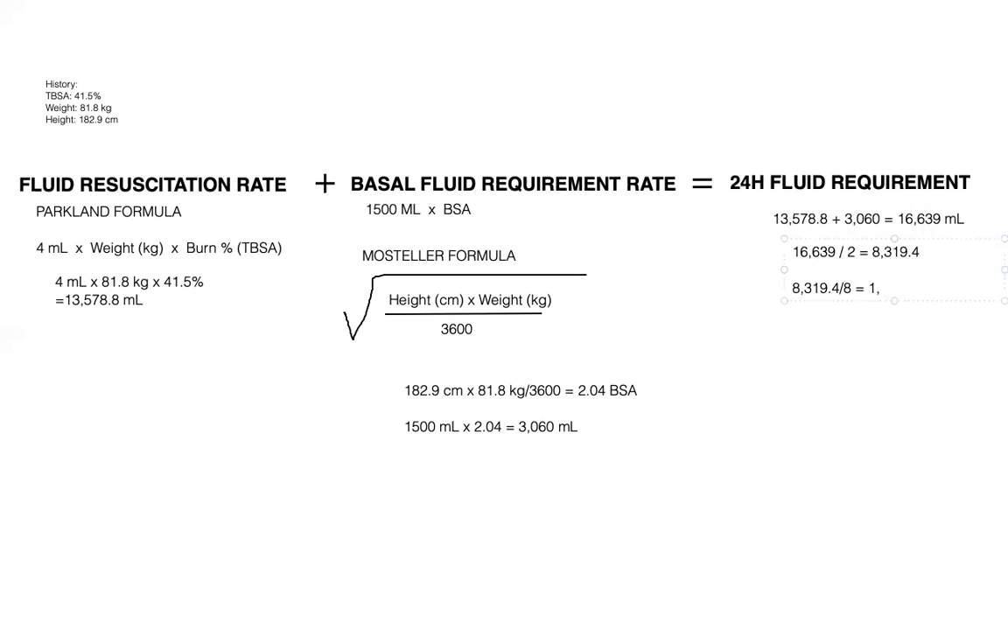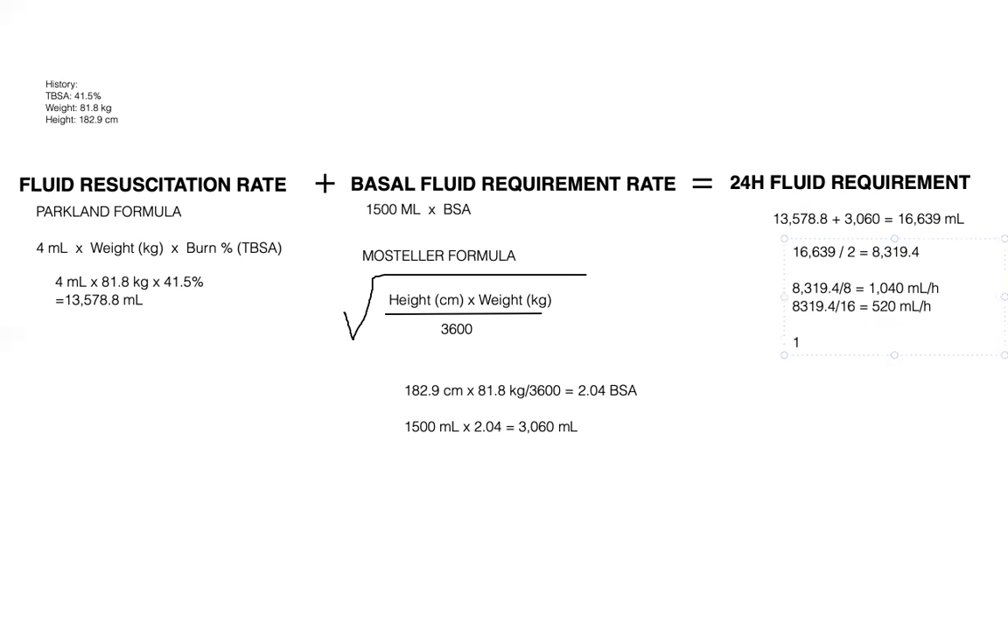That's going to give you about 1,040 mils per hour. And then over the next 16 hours, you're going to get the last half of that fluid. So you're going to take 8,319.4 divided by 16, and you should get half that rate, 519.96, which is 520.